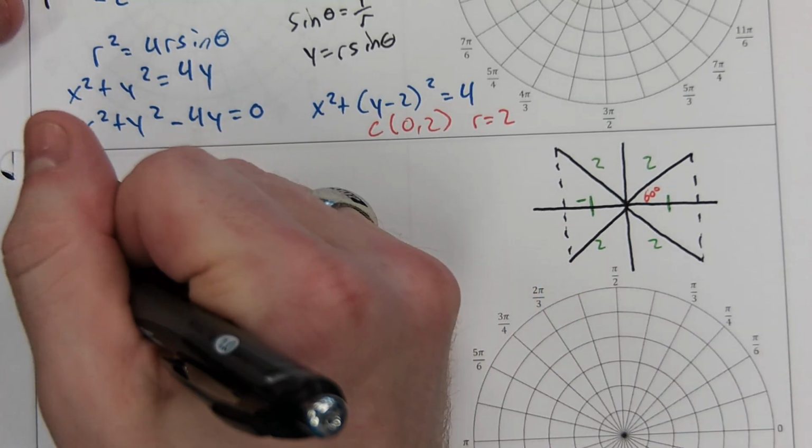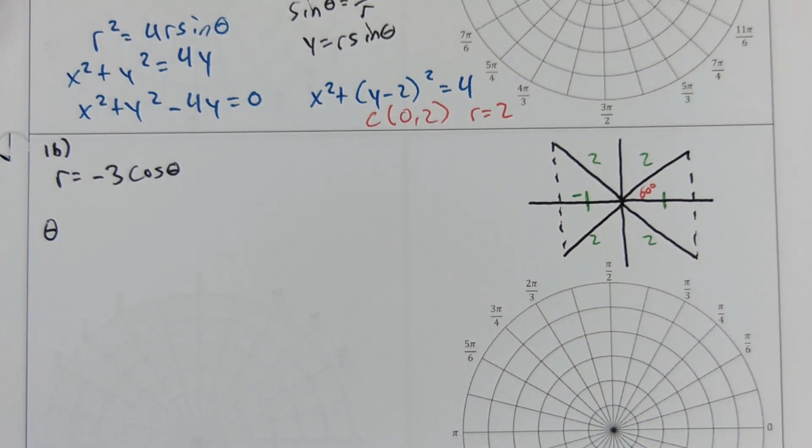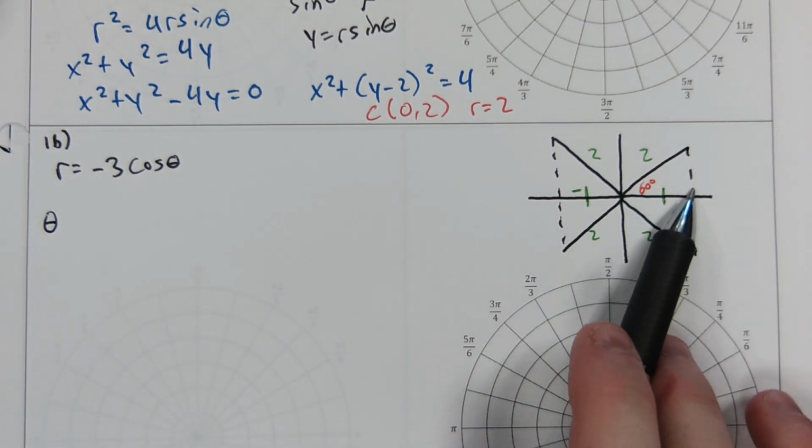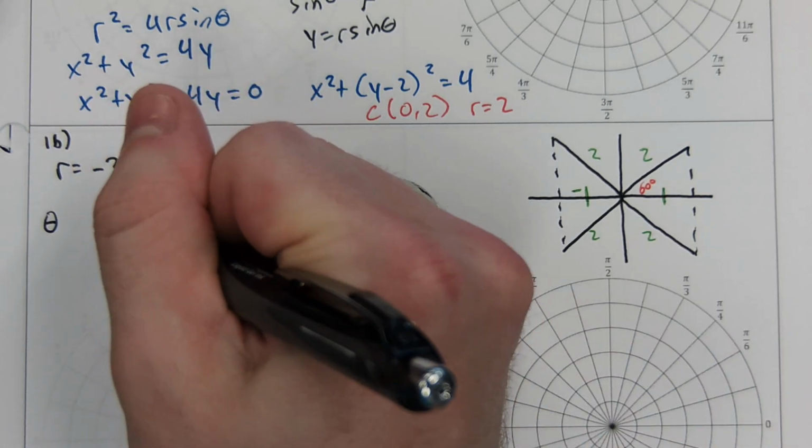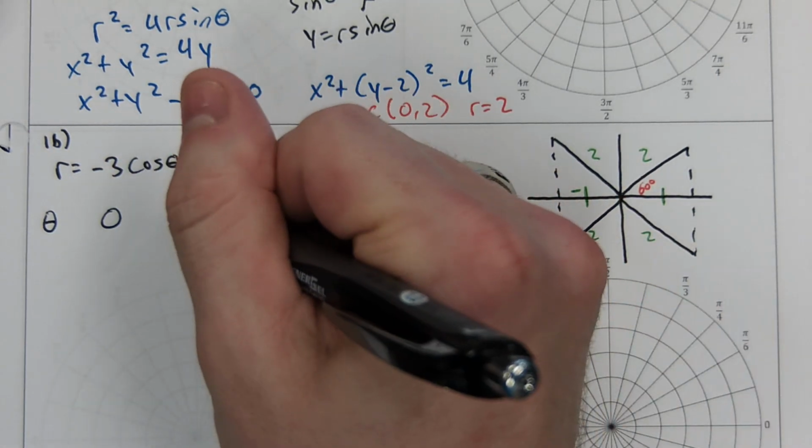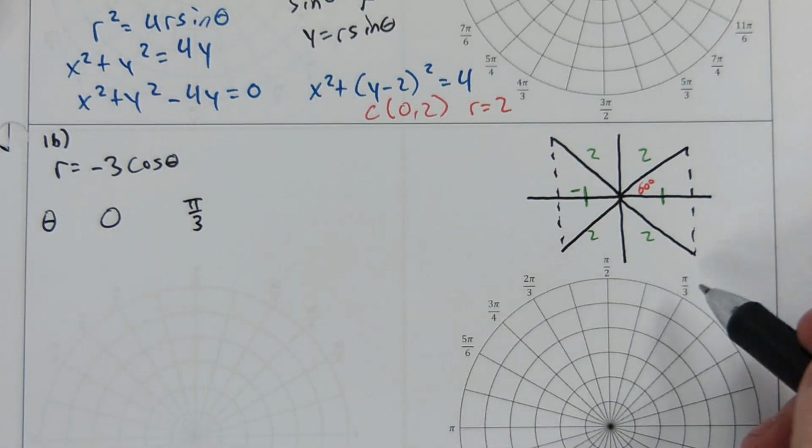So we've got our thetas. Across the top, we'll do the first 4, including 0. So that'll be theta is 0. Theta is the first pi over 3 reference. Then pi over 2.